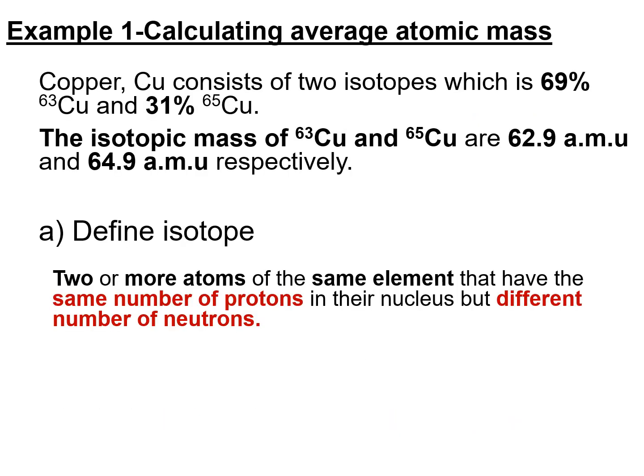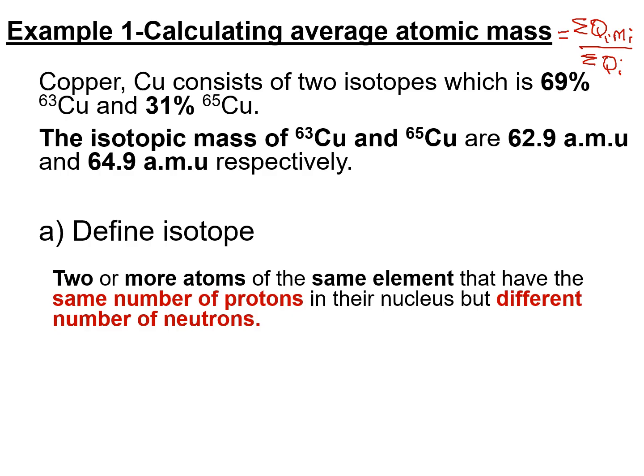Okay, for example, to calculate the average atomic mass here, to recall, the equation is average atomic mass equals the summation of QM divided by the summation of Q. Q is the percentage abundance. M is the isotopic mass. And I is the number of isotopes that you have to count.